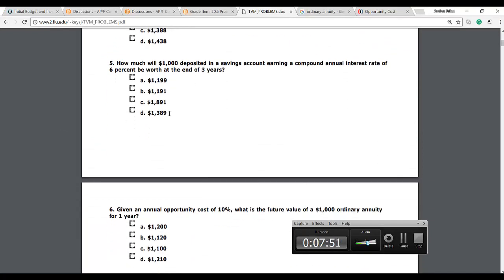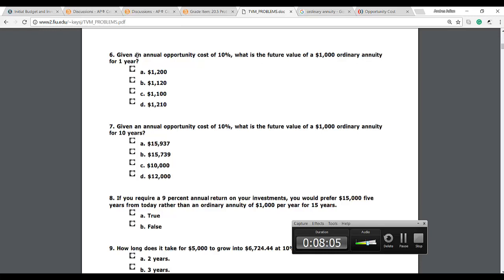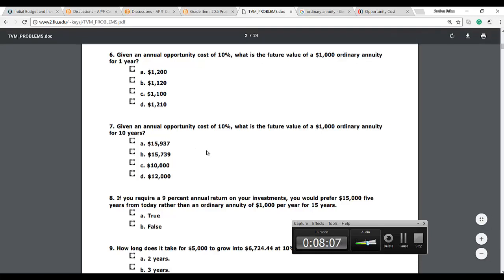Now let's look at number 5. Let's see, how much will $1,000 deposited in a savings account earning a compound annual interest rate of 6% be worth at the end of 3 years? So it's pretty much the same thing. We just change it for 3 years. Let's see number 6. Number 6 is a little bit different.